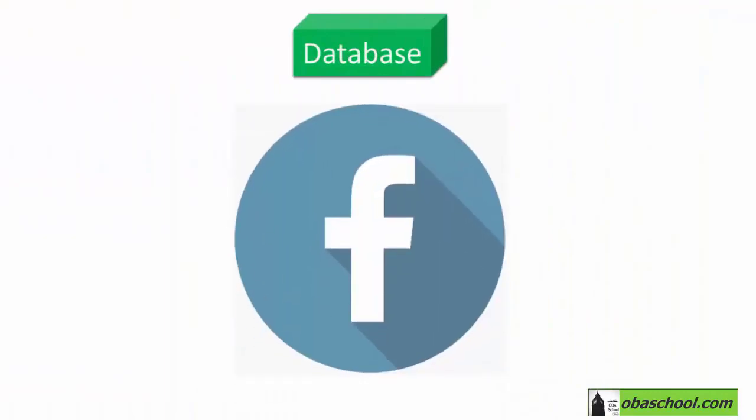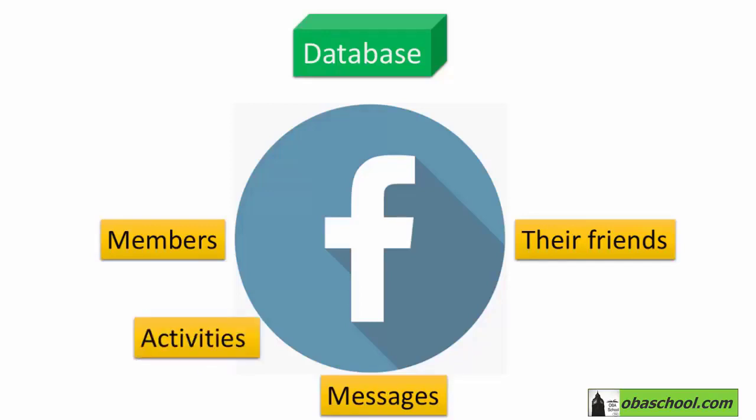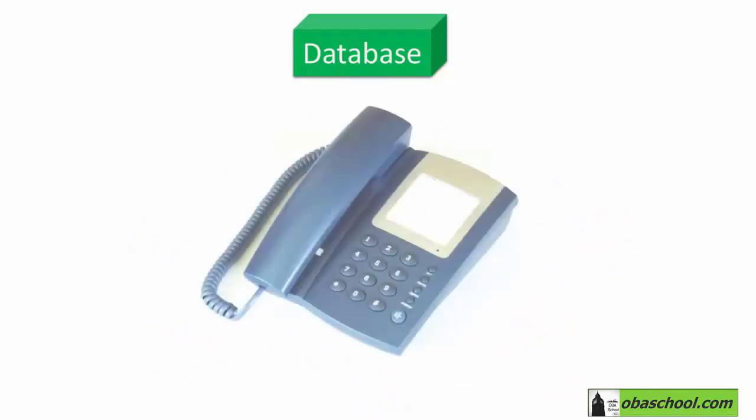Let's check this example. A Facebook needs a database in order to store all the data related to the members. The members are the ones who use Facebook, and they are called the users. And it will store their friends on each member's page on the Facebook. Also, it will store the messages that each member receives. It will also store the activities that the member uses on his Facebook page, and also it will store his or her photos. Facebook stores all this information in a database.